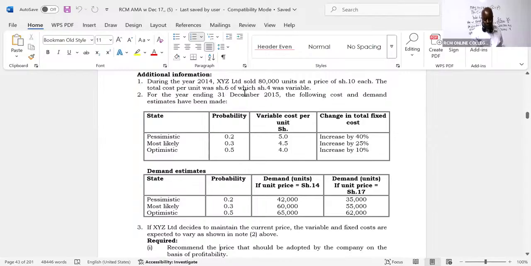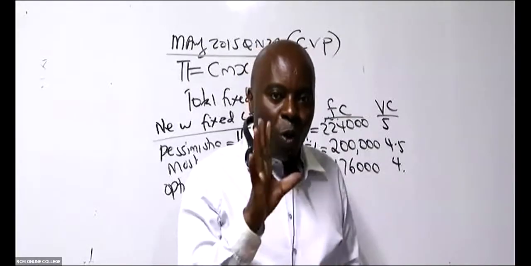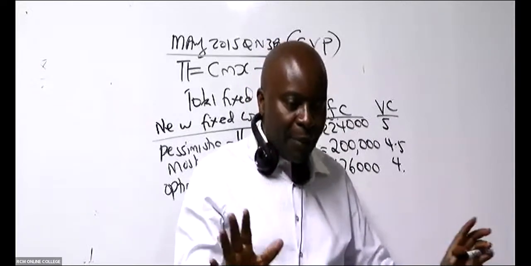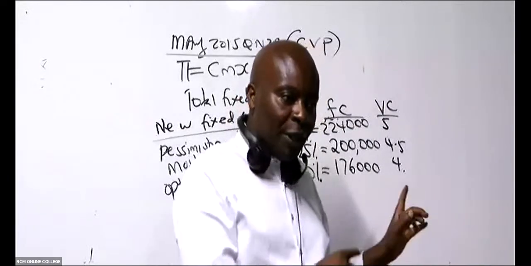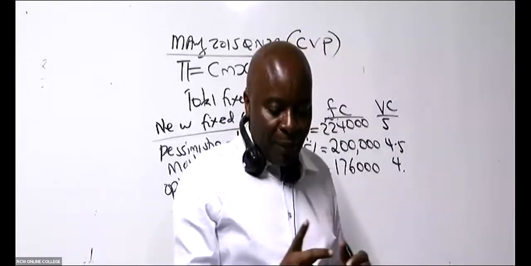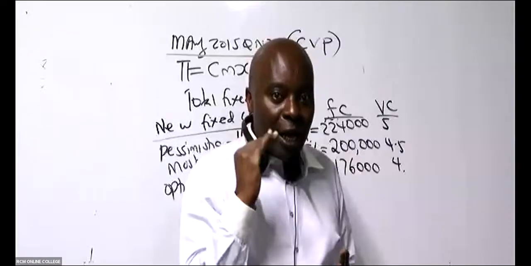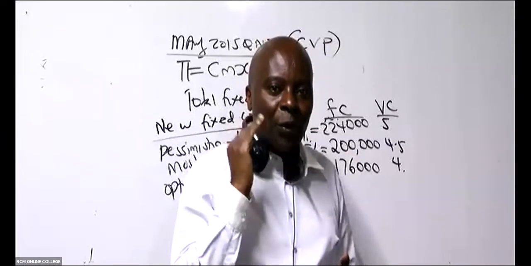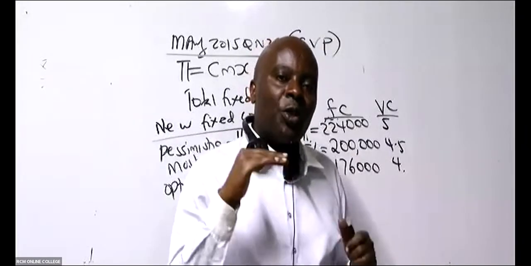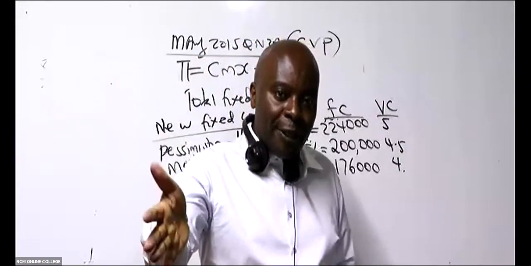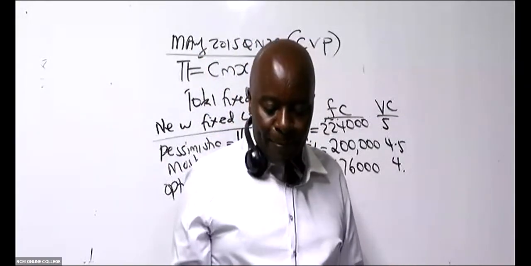During the year 2014, XYZ Limited sold 80,000 units at a price of what? 10. So should they maintain a price of 10, we are told that the quantity will be 80,000. But the variable cost and the fixed cost will be the new ones here. Ladies and gentlemen, we have 3 prices to evaluate. They want us to evaluate the 3 prices, and then we settle on the price which is going to give us the highest profit. Remember, we're doing profit planning.